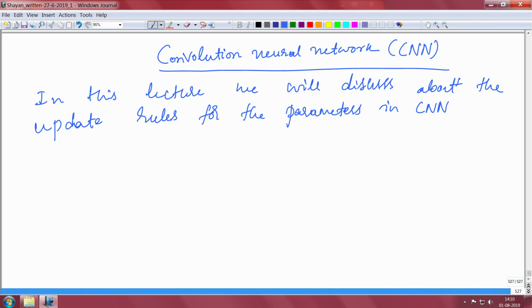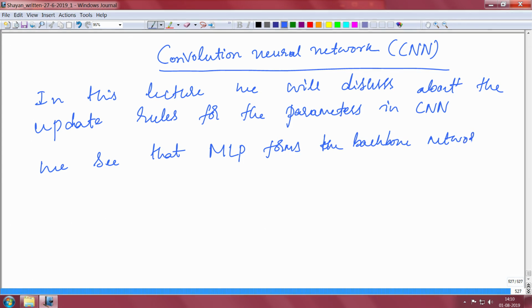Also we have seen in the course that Professor Shayan has discussed the ideas of multilayer perceptron in detail, starting from the ideas till the derivation of update rules for the parameters in multilayer perceptron. And we see that multilayer perceptron, which I call it as MLP, forms the backbone network for convolution neural network.